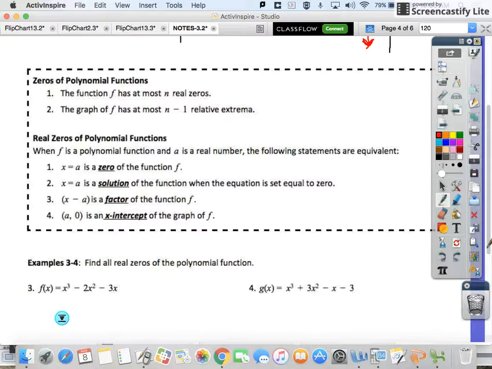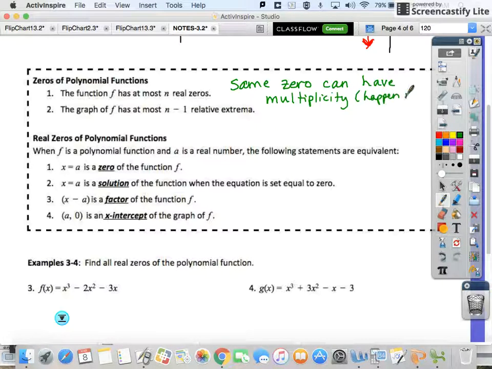So here, there's a couple things. It says zeros of polynomial functions. The function f has at most n real zeros. The graph of f has at most n minus 1 relative extrema. Basically, that just means whatever your power is, whatever your exponent is, that's how many zeros you have. That's not new information. We talked about that. But just keep in mind, you can have the same zero multiple times. So it's what we say, it can have multiplicity. Means it can happen more than once. We'll have an example of that here in a second.